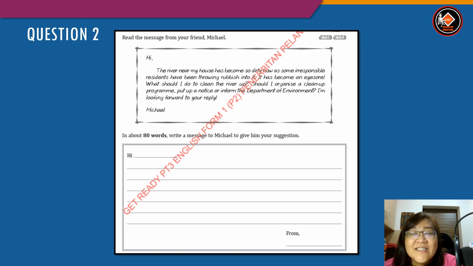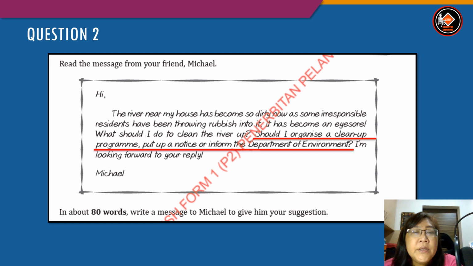Now, students, this is question 2. Read the message from your friend Michael. Hi, the river near my house has become so dirty now, as some irresponsible residents have been throwing rubbish into it. It has become an eyesore.